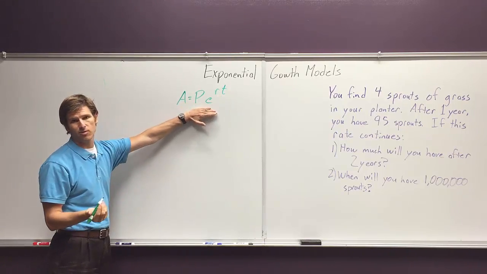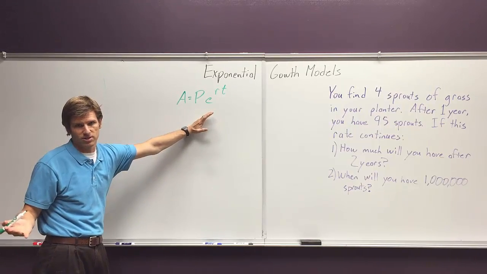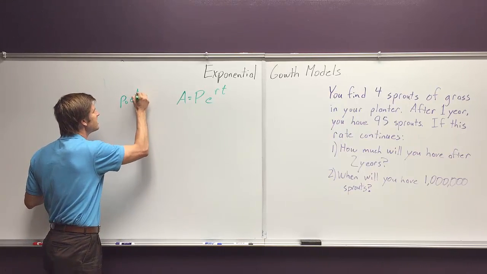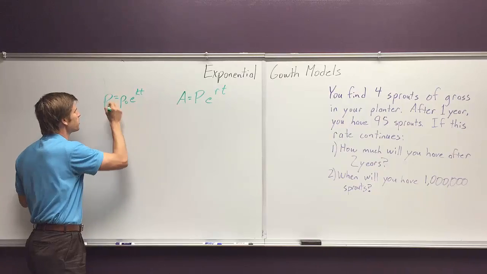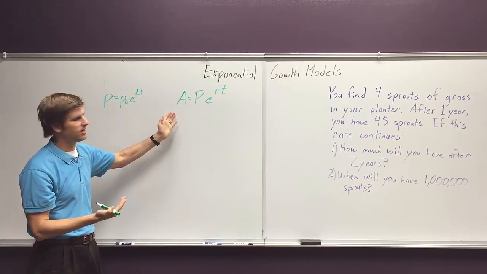Now, I use the same variables as money because biological organisms grow very similarly to money. But you could use P naught times e to the kt equals P. You've got different variables in these three slots, but it's the same equation.